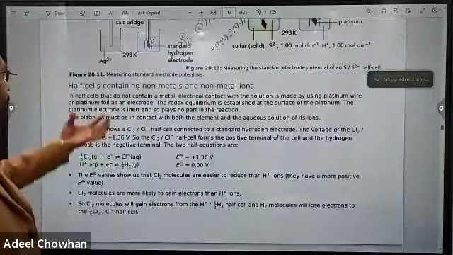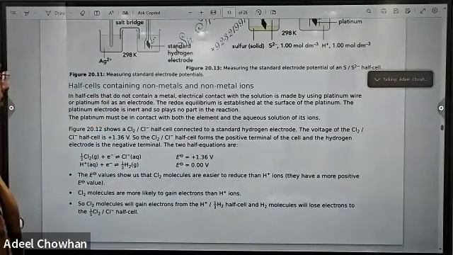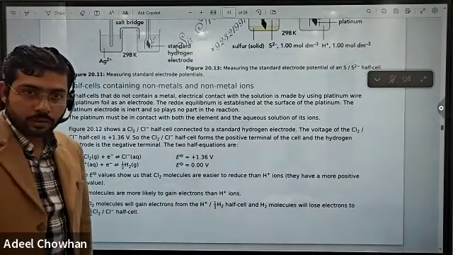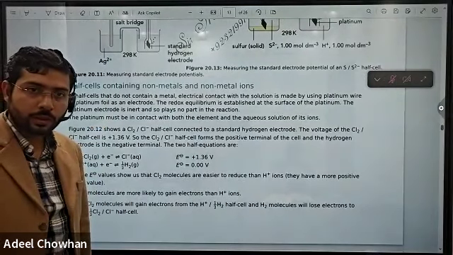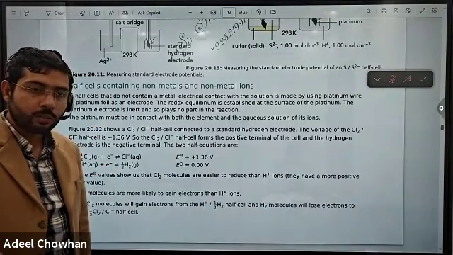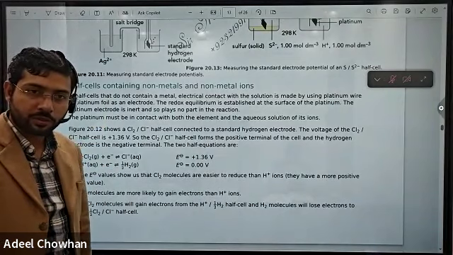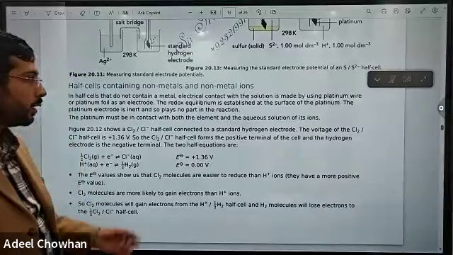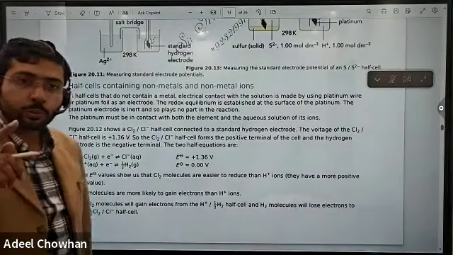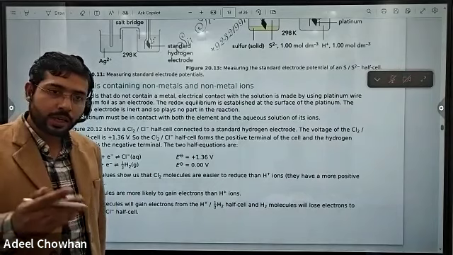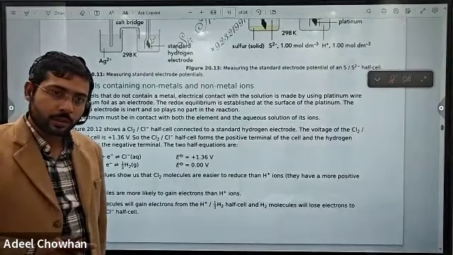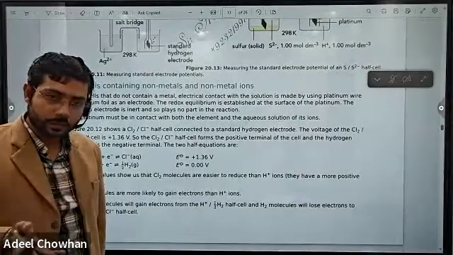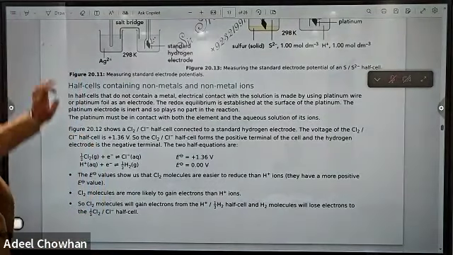Okay. Now these are in detail. Half cells containing non-metals and non-metal ions. You know that non-metals include the halogens. All of the halogens are considered to be non-metals. We have elements of group number 6, group number 5. These are all non-metals. In fact, one element of group 1 is also a non-metal. Which element is that? Group 1, hydrogen. Good.